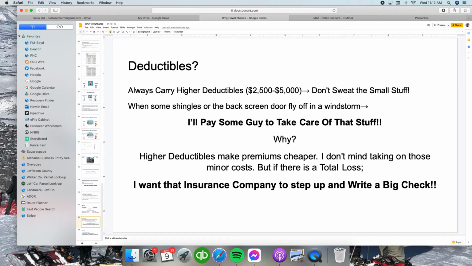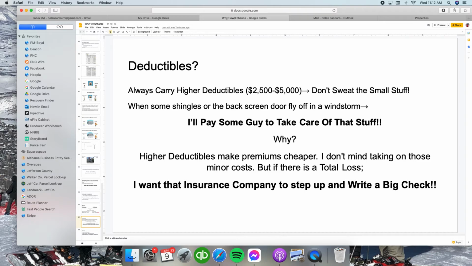He always would tell me, you're always wanting to carry higher deductibles, anywhere from $2,500 to $5,000. You don't want to sweat the small stuff. When a shingle flies off in a windstorm, or the back door flies off, which will happen if you own enough of these units over time, pay some guy to go out there and take care of that stuff. You don't want to file a claim and deal with the mumbo jumbo of State Farm or any other insurer over a couple hundred dollars. Do that yourself. Put that in your numbers when you're running your pro forma and you see where you're going to be.